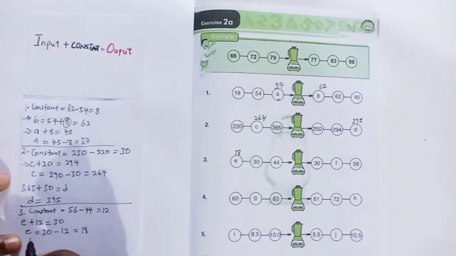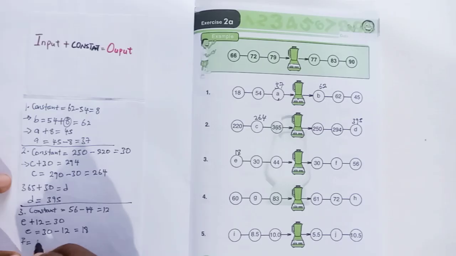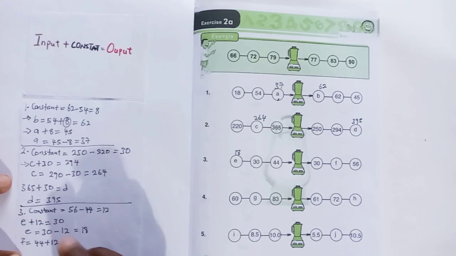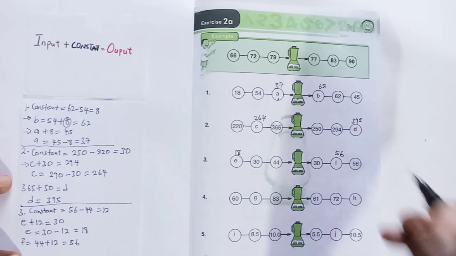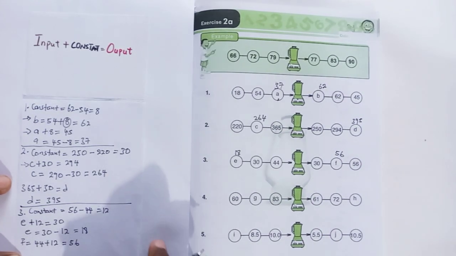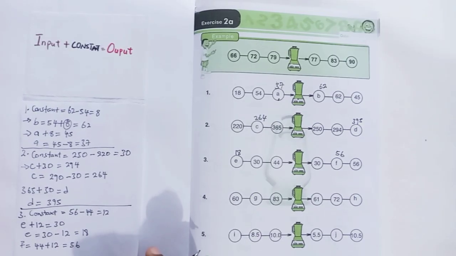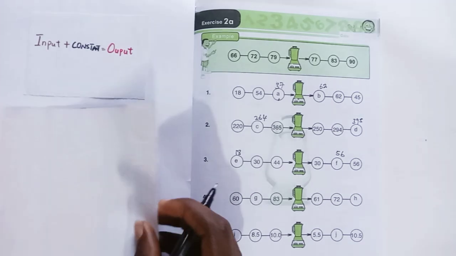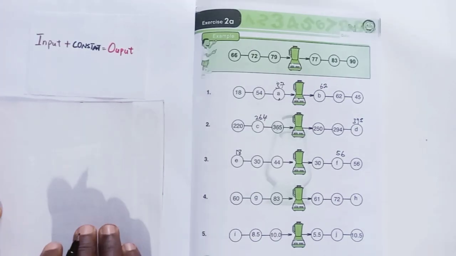Then finding F. F will be 44 plus the constant 12, all right? So that will be 56. So F is 56. So that is how we go about solving this exercise. All right, let's see if we can solve more. So let's see number 4 now.